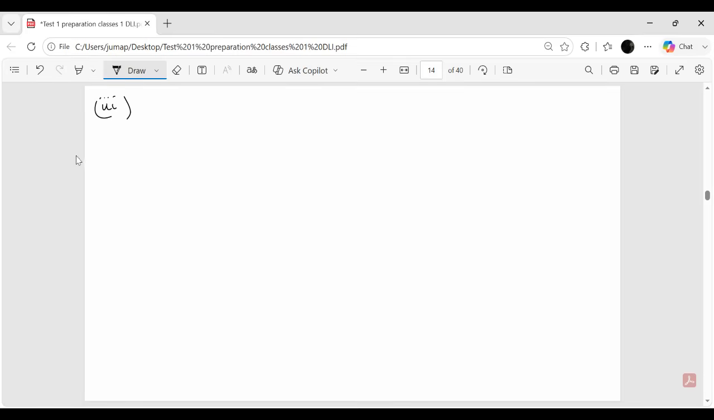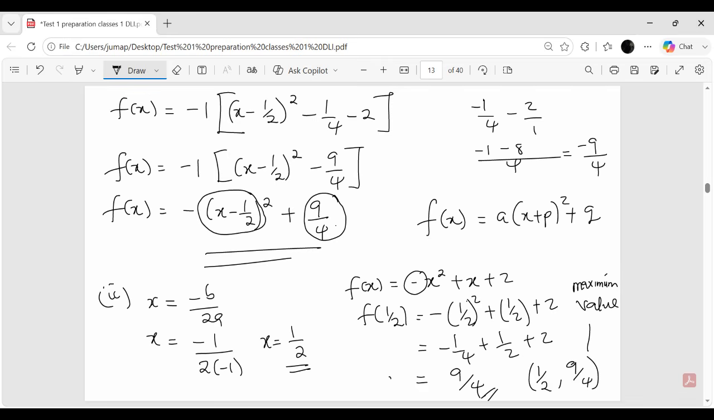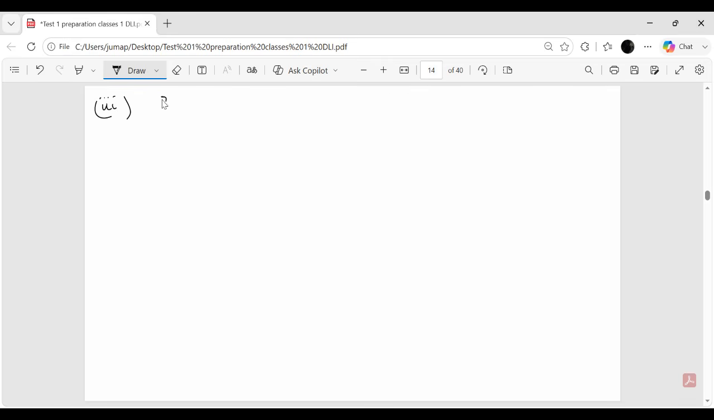So 3. Now they want us to sketch. So we have the function f of x is equal to negative x squared plus x plus 2. This is the function.